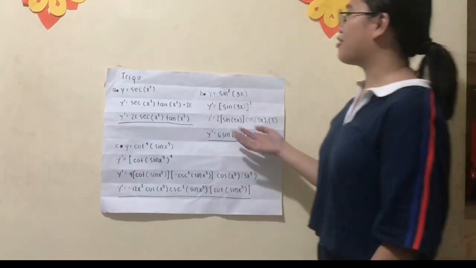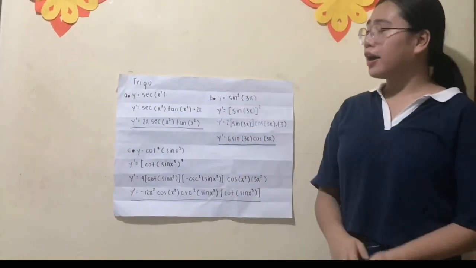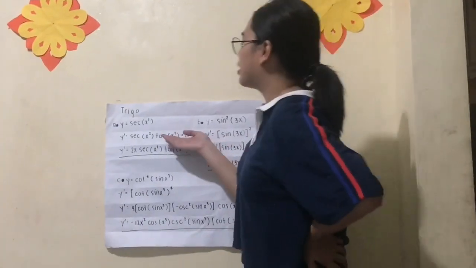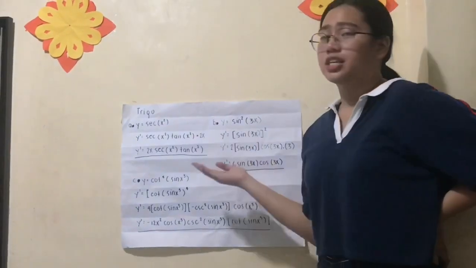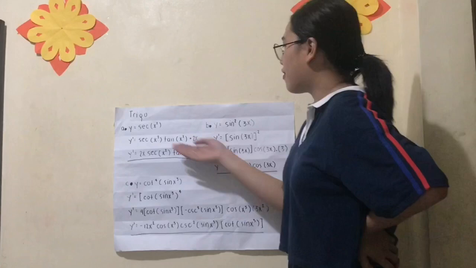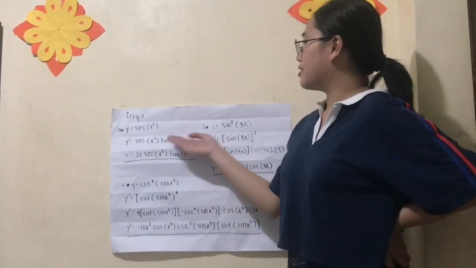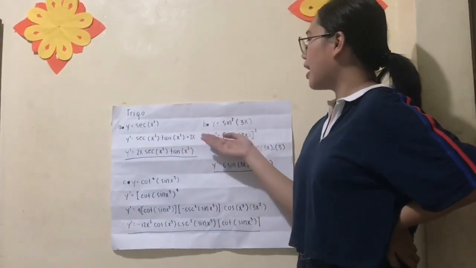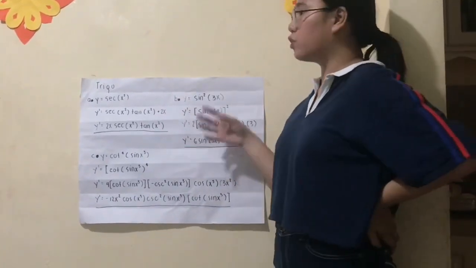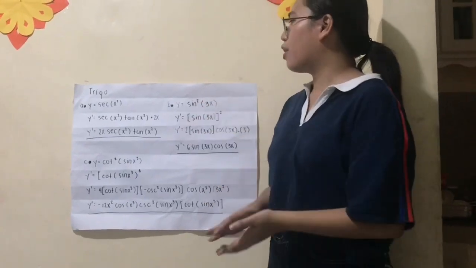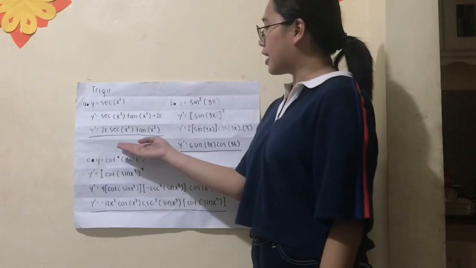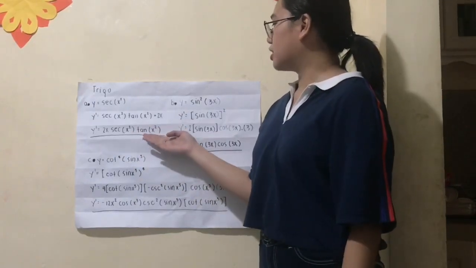So now, we have our first example, which is y is equal to secant quantity x squared. We have to find first the derivative of the secant, which is secant tangent, and then we're going to input the value of our quantity in between the derivative of the secant. And then we're going to find the derivative of our said quantity, and that will result to 2x. And now our final answer would be y prime is equal to 2x secant quantity x squared tangent quantity x squared.